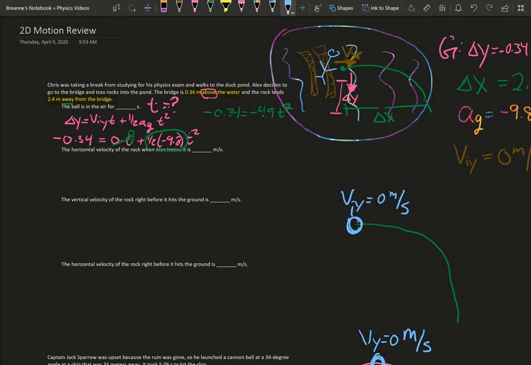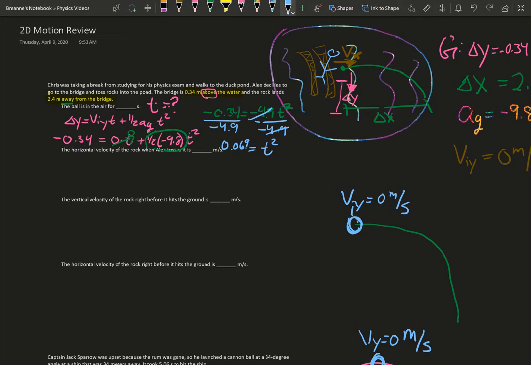Now we need t squared by itself. So what do we have to do to the negative 4.9 to get the t squared by itself? Hopefully you said divide, because it's being multiplied. The opposite of multiply is divide. And what you do to one side, you gotta do to the other. So the t squared stays the same, but then you can put in your calculator negative 0.34 divided by negative 4.9. See how the negatives cancel now? And you're left with 0.069.